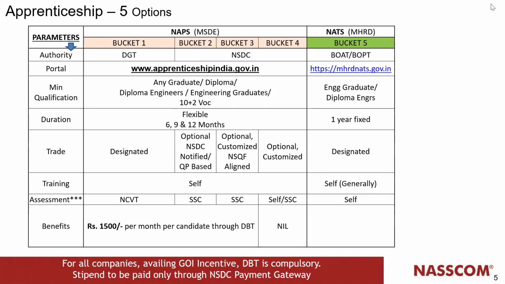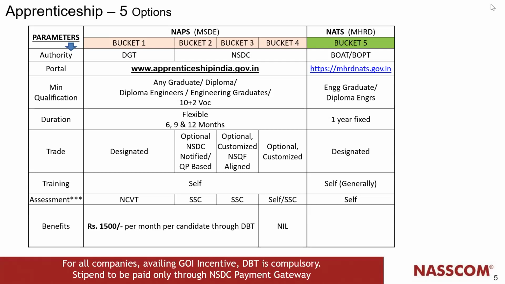Another thing I want to highlight here is that there is a government incentive of 1,500 rupees per candidate per month as a stipend incentive. The law says that for any graduate, be it a BE, BA, BSc, BCom, or BVoc, if freshers are engaged as apprentices, then they need to be paid a minimum of 9,000 rupees per month as a stipend. And out of that 9,000, 1,500 per candidate per month would be reimbursed by the government to the company.